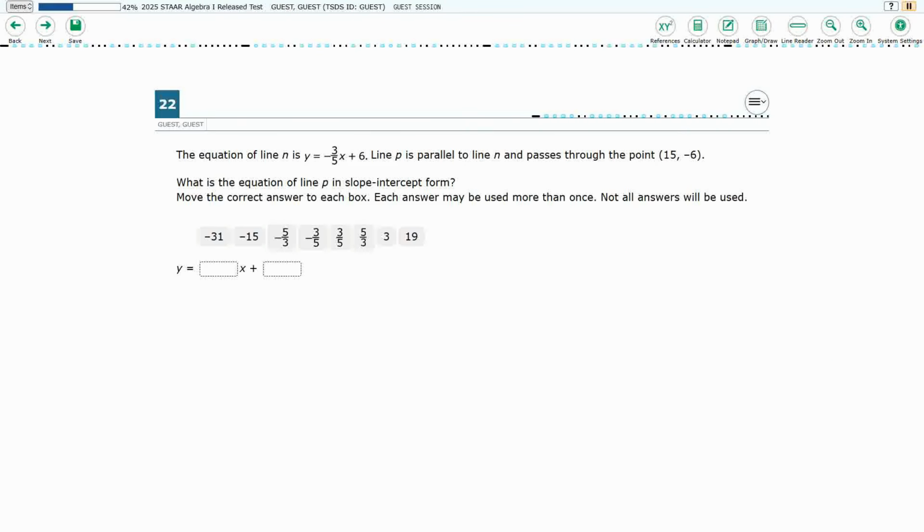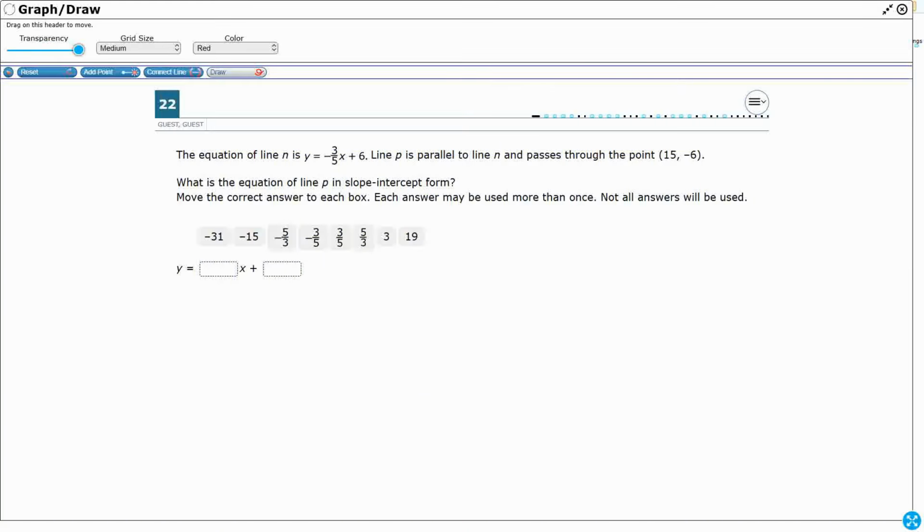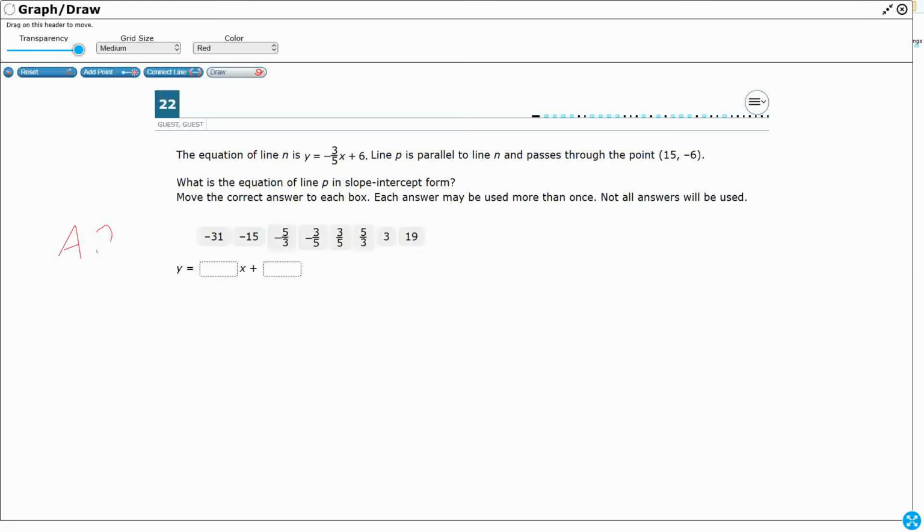And for number 22, we are looking at equations for parallel lines. This is A.2e, and they give us the equation of one line, y equals negative 3/5 x plus 6.